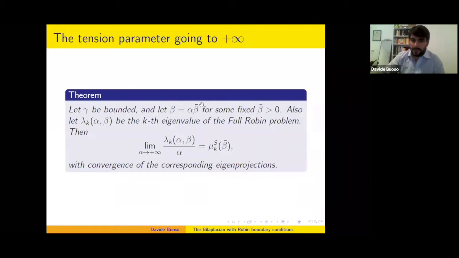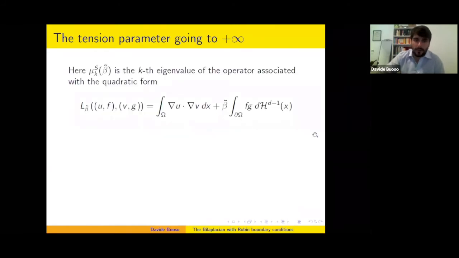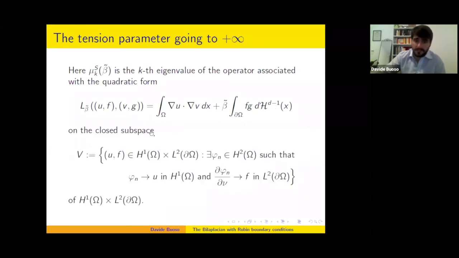you have convergence again to some sort of eigenvalues, and these eigenvalues are eigenvalues of a very strange problem that apparently was never studied before, where you essentially have this term, which is a proper Laplacian, plus a boundary term. And this boundary term is defined in this way.